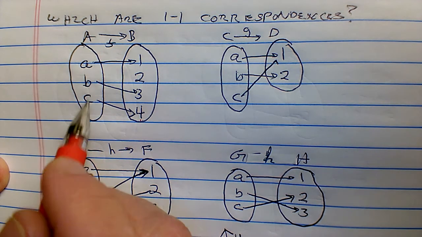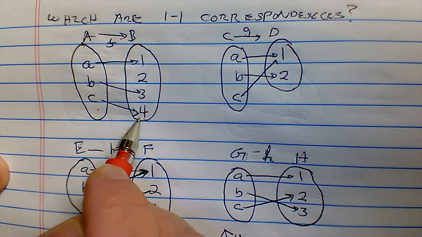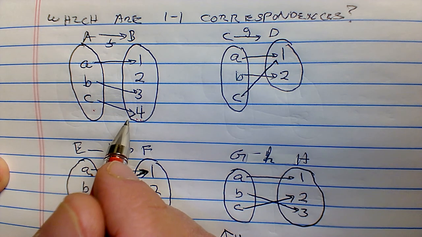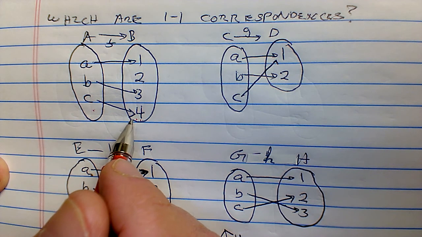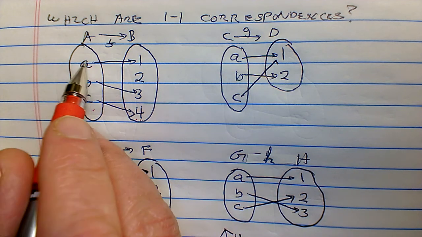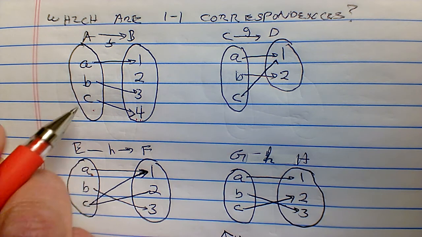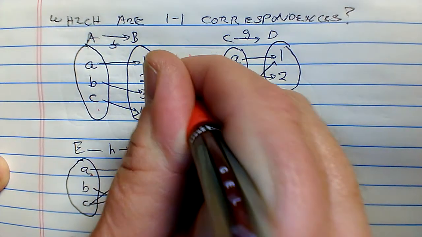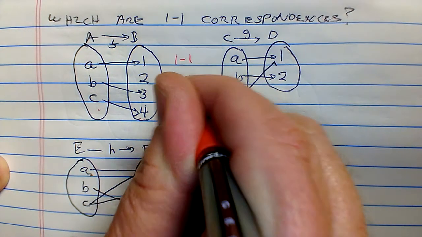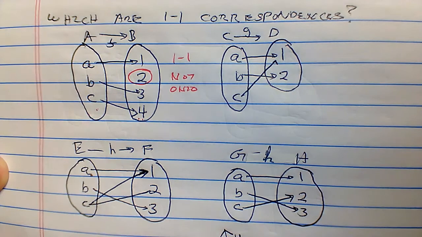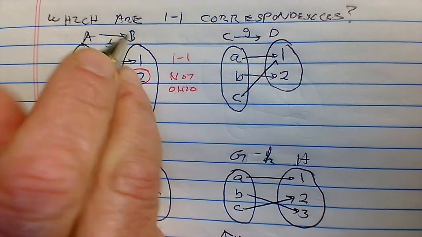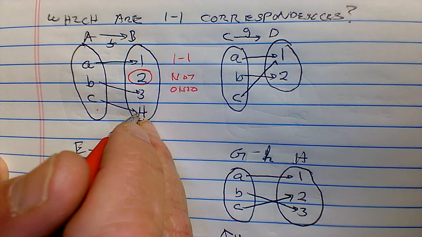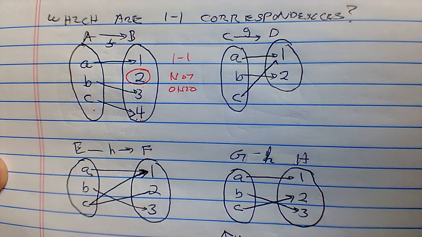Well, it is a function because every element here maps to only one element here. It is also one-to-one because each one of these, A, B, and C, maps to something different. However, it is not onto, and it is not onto because 2 has nothing mapping to it. The range here is 1, 3, and 4, which does not match the codomain of 1, 2, 3, and 4.